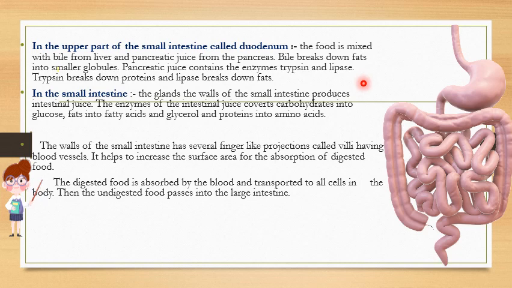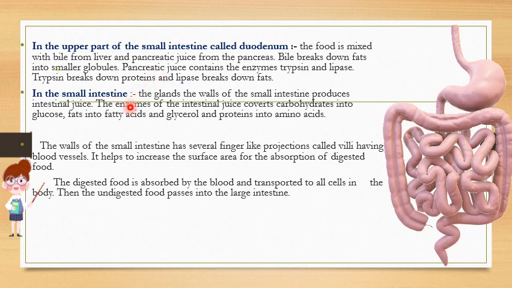The pancreas secretes pancreatic juice. It contains different enzymes, that is trypsin, to break down protein, and another enzyme, lipase, which will break down the fat. That is the major function of this. So I hope you got it. It has bile as well as pancreatic juice, mainly produced by the liver as well as the pancreas.